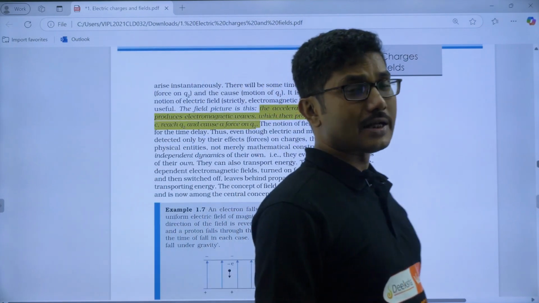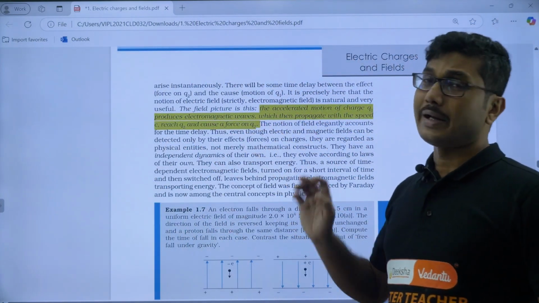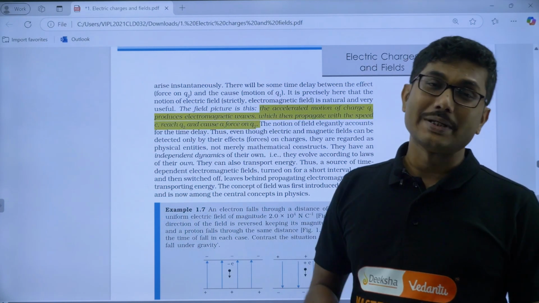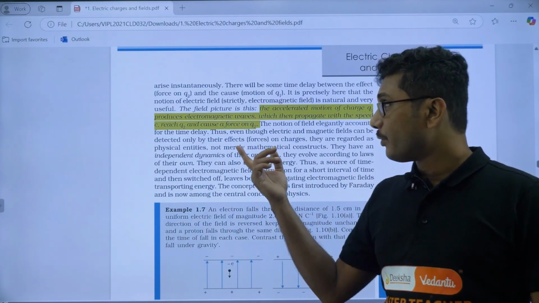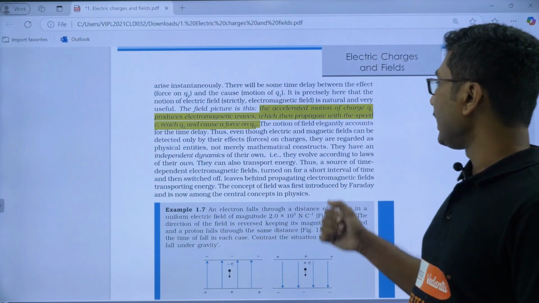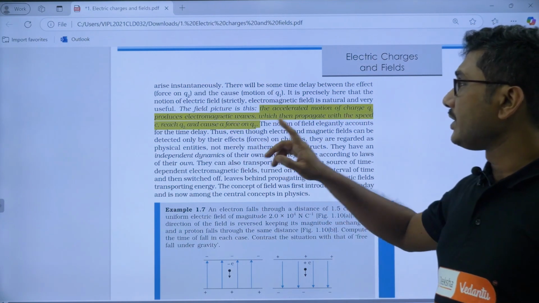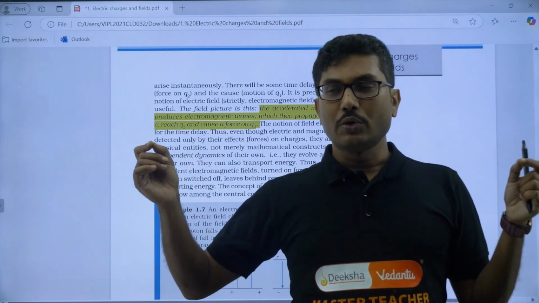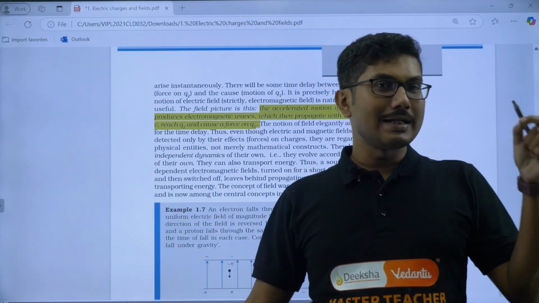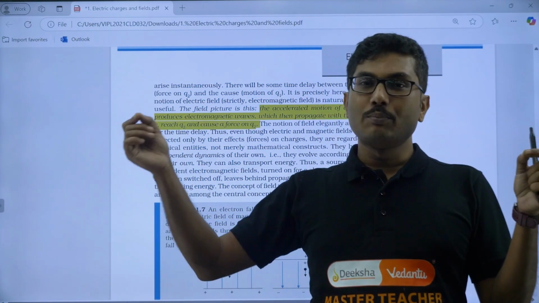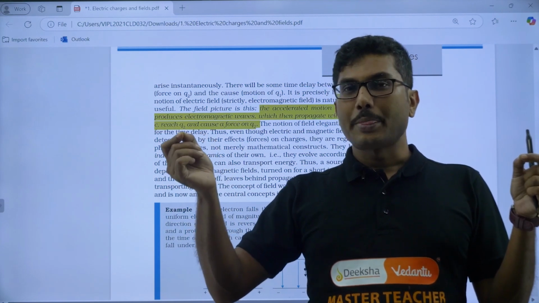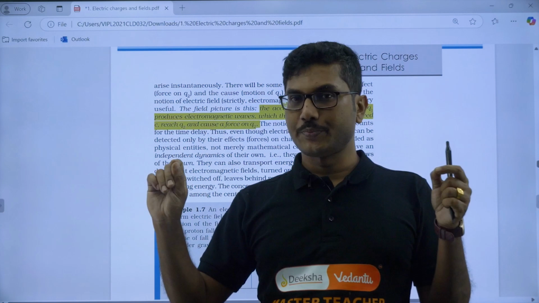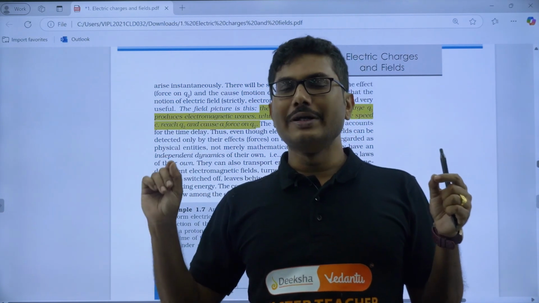Accelerated motion of a charge produces electromagnetic waves. When a charge is accelerating, that produces electromagnetic waves, which then propagate with the speed of light to reach Q and cause a force on Q2. So basically, two charges are kept. If there is a charge, there is an electric field, right? And if I put another charge Q2 here, how quickly will this force be exerted on the new charge? Will it be instantaneous or will it take some time?